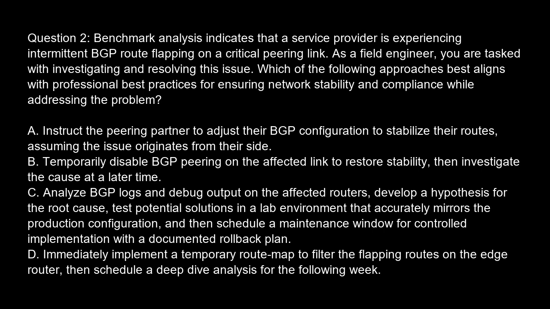Option C. Analyze BGP logs and debug output on the affected routers. Develop a hypothesis for the root cause. Test potential solutions in a lab environment that accurately mirrors the production configuration, and then schedule a maintenance window for controlled implementation with a documented rollback plan. Option D. Immediately implement a temporary route map to filter the flapping routes on the edge router. Then schedule a deep dive analysis for the following week.